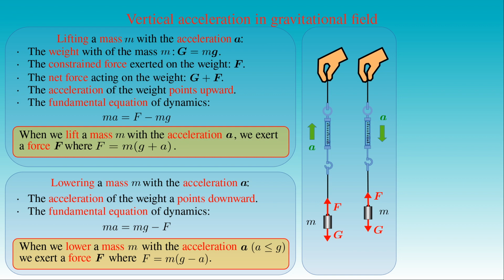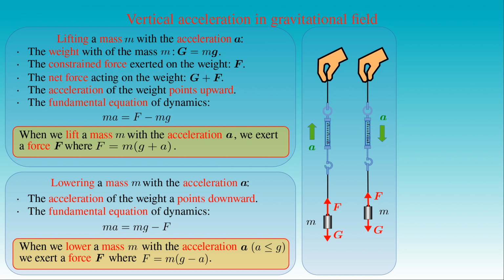In the case of uniform linear motion, the acceleration vanishes and the fundamental equation reduces to the equation stating that the force exerted by the string on the body is equal to its mass m times the gravitational acceleration g. That is, the force F compensates the gravitational force and the net force exerted on the body vanishes.